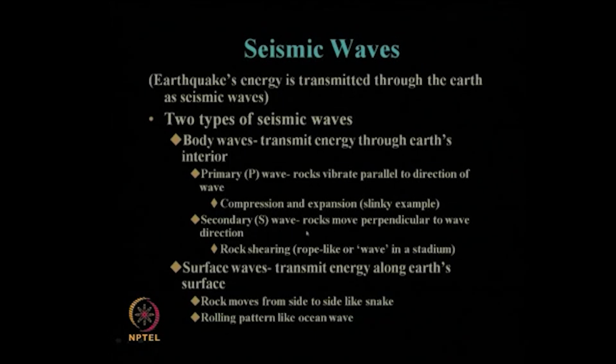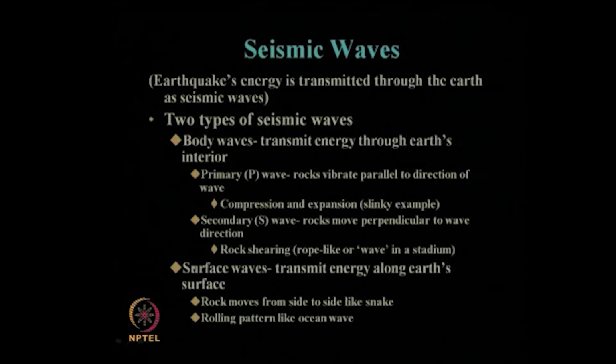Secondary wave: in this case rocks move perpendicular to the wave direction. So, in a P wave the rocks move parallel to the direction of the wave, whereas in an S wave, shear wave or secondary wave, the movement of the particles or rocks takes place perpendicular, or at 90 degrees, to the wave direction. In this case rock shearing takes place, and the behavior can be compared to a rope-like or wavy motion in a stadium. We will see it through pictures soon.